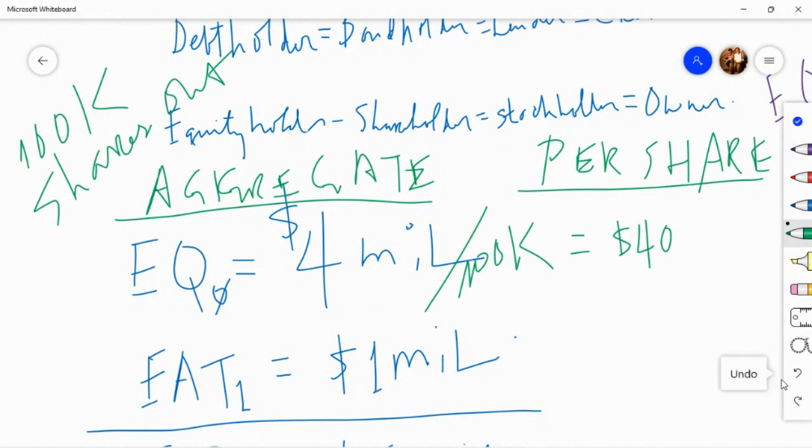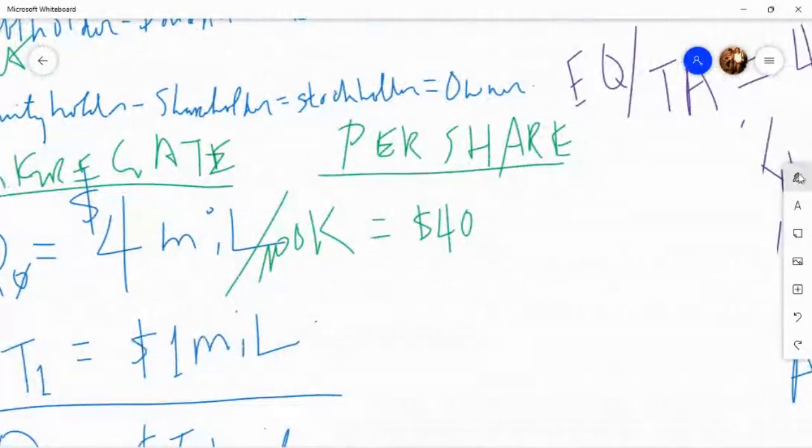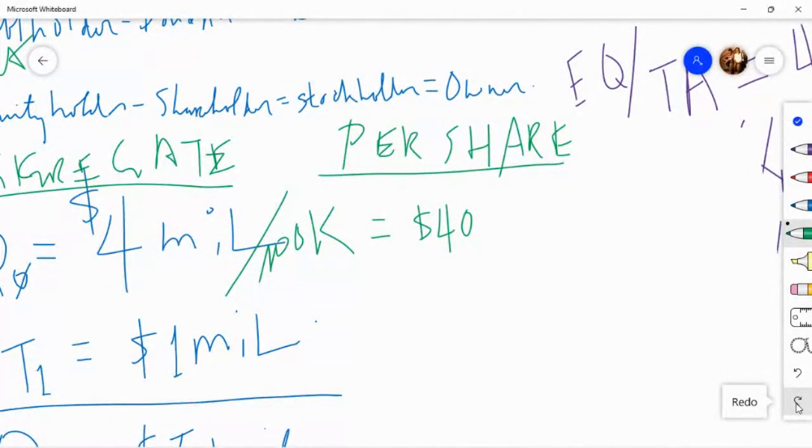Right, everyone? This is not even math. It's arithmetic. It's very easy. And what is this called? This is literally the per share price. So this is called book value per share at time zero. Book value per share at time zero. That means the price of the stock by the book, right?